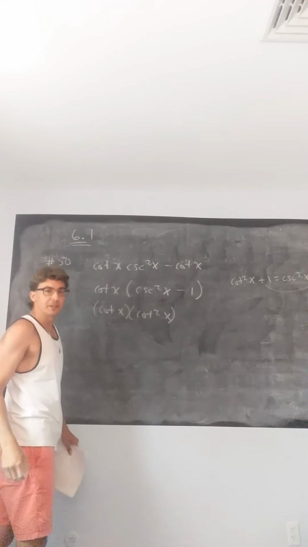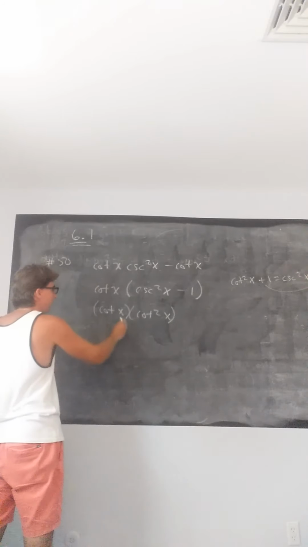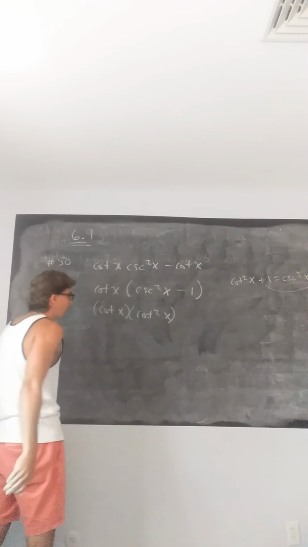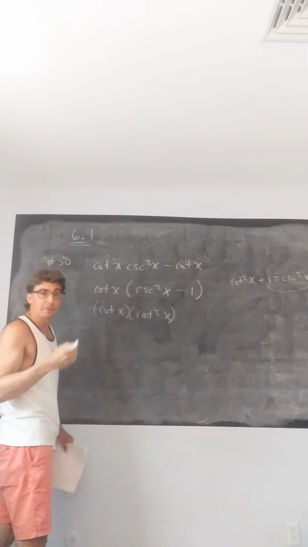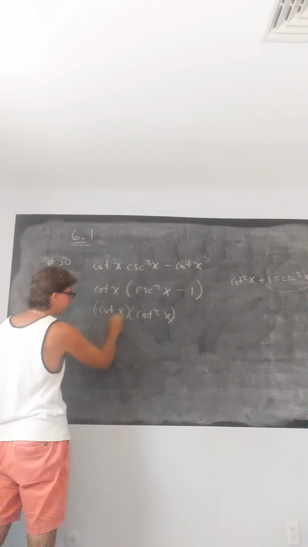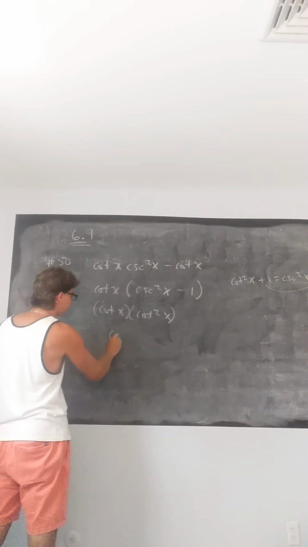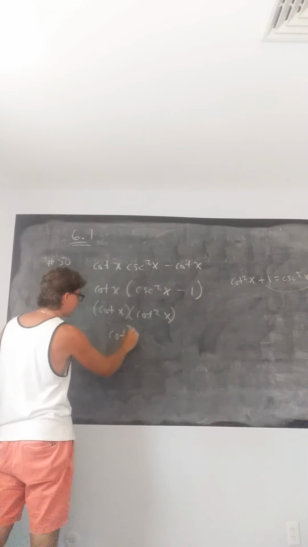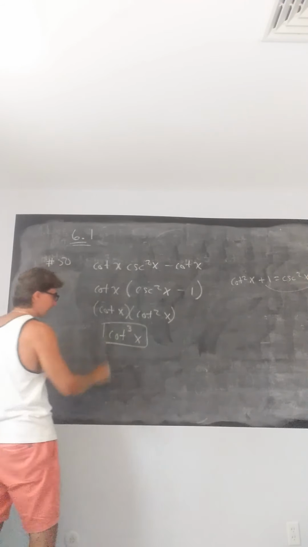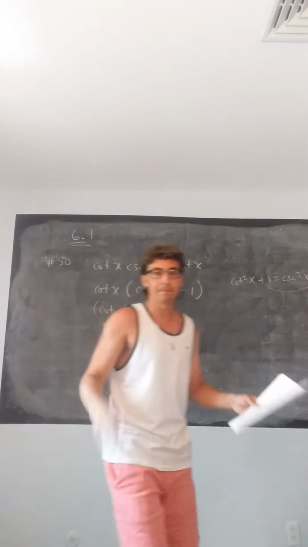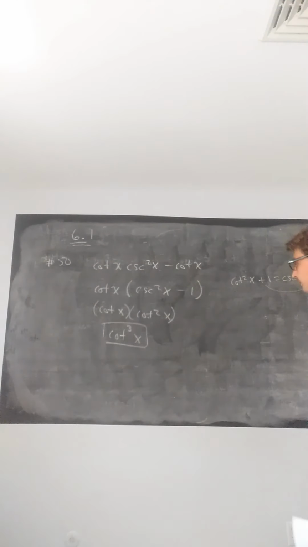And there's not much we can do here other than multiply these two together. So remember, when you have like bases, which we have, they're both cotangent of x's, you add the exponents. So your answer is going to be cotangent cubed of x. That's it. So your final answer is cotangent cubed.